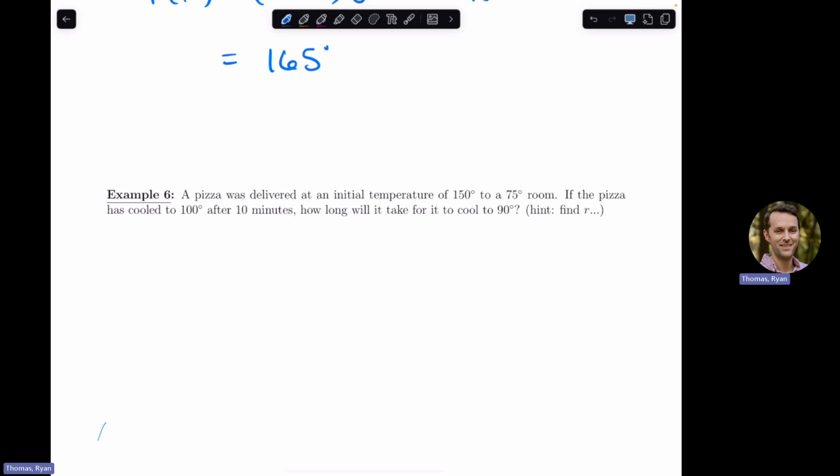Deliver a pizza to a room. The pizza's at 150 degrees. The room's 75. If the pizza is cooled to 100 degrees after 10 minutes, how long will it take for it to cool to 90? I gave you a hint that what we need to find is r to begin with. Ignore that part for the moment. We've got an initial temp. We've got an ambient or room temperature. We've got a temperature after some time has passed. And we've got a time.